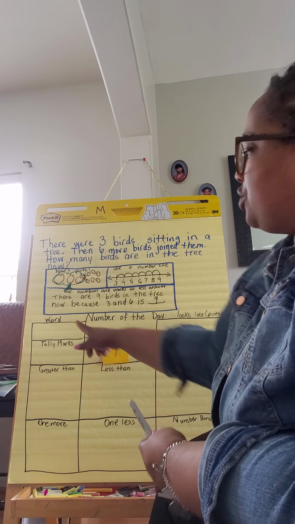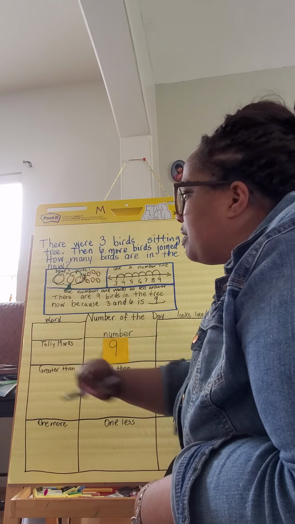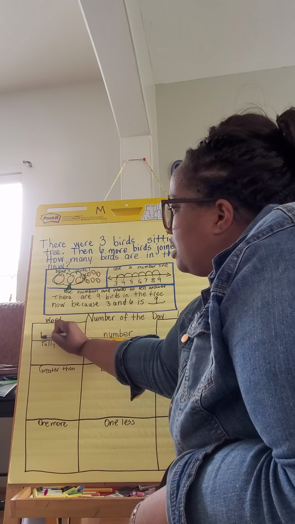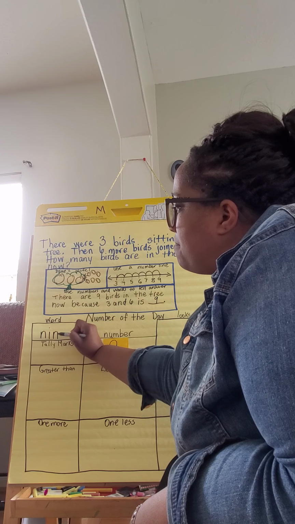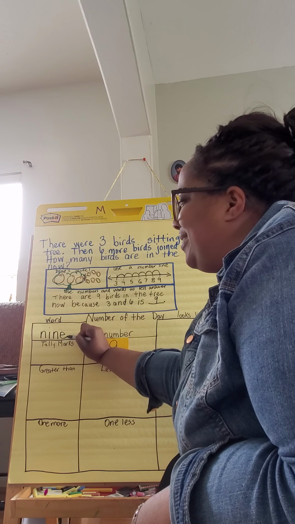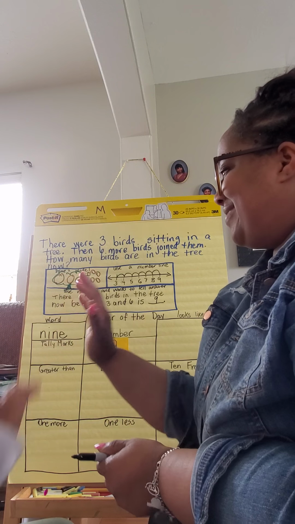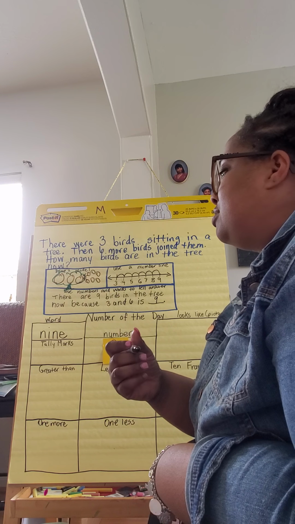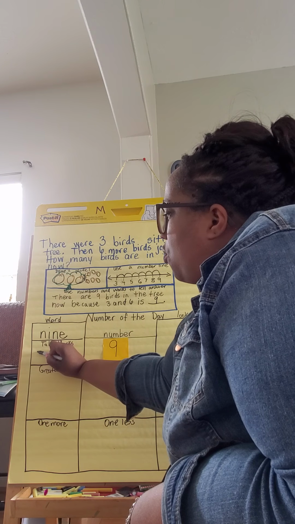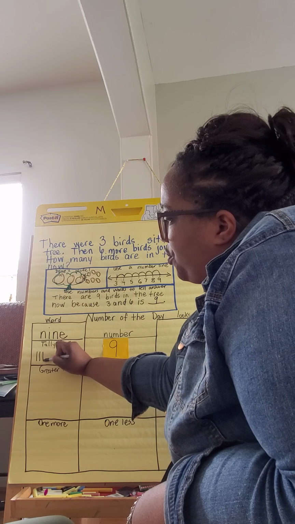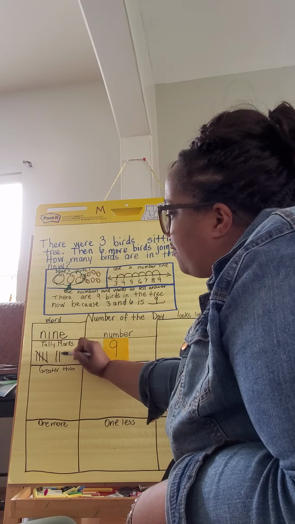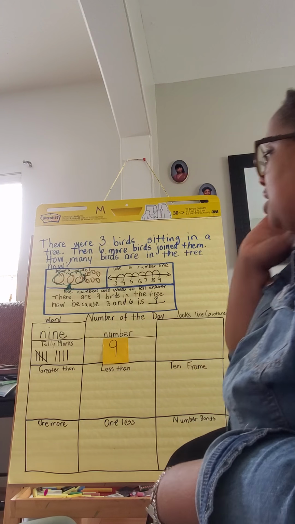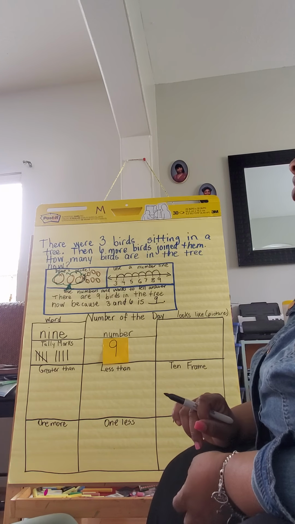So we are going to do the word 9. How do you spell 9, Daphne? N-I-N-E. Very good. Give me 5. And tally marks. Count with me. 1, 2, 3, 4, 5, 6, 7, 8, 9. Okay? So then we're going to show a picture of what 9 looks like.